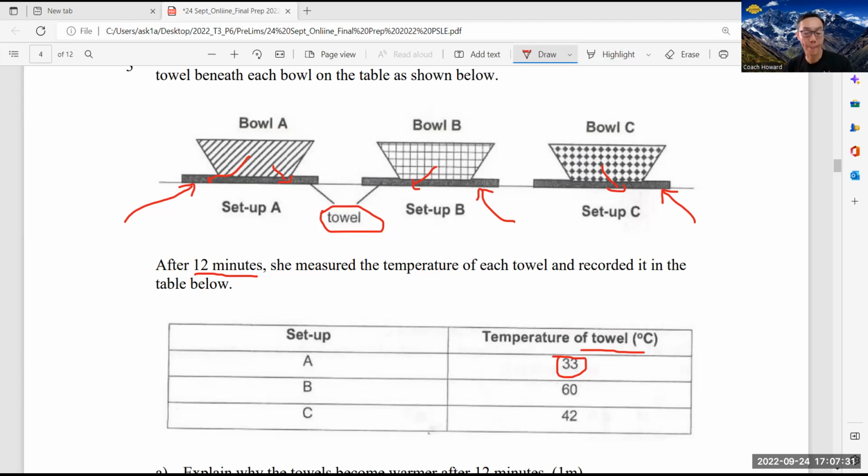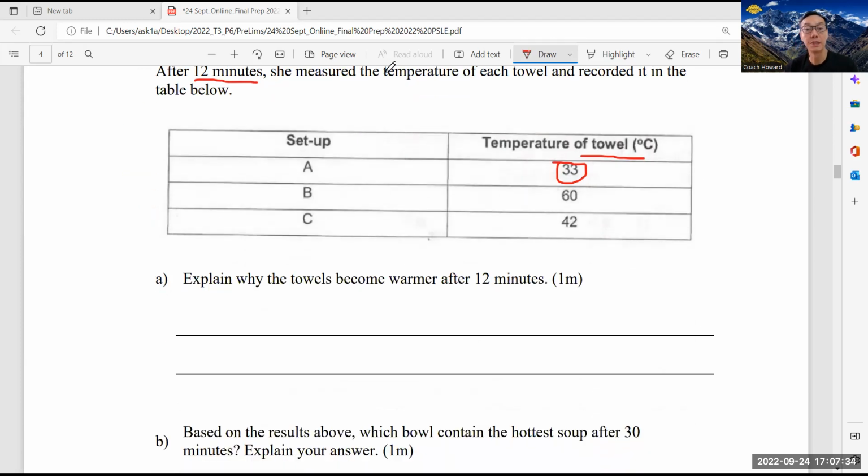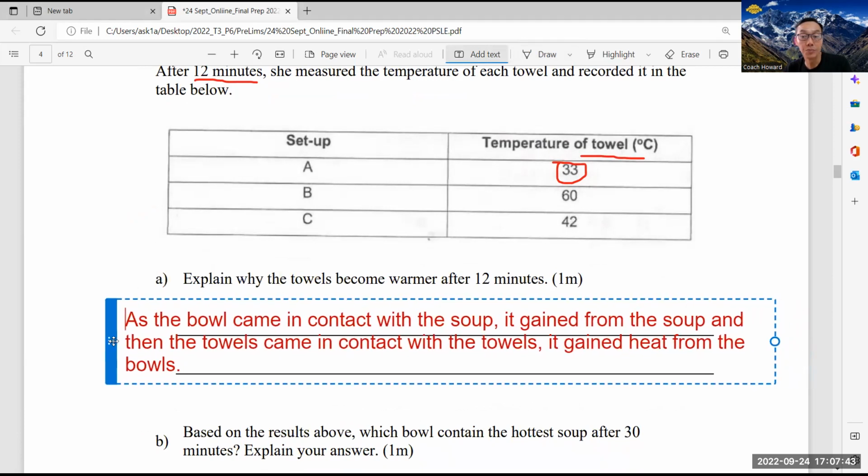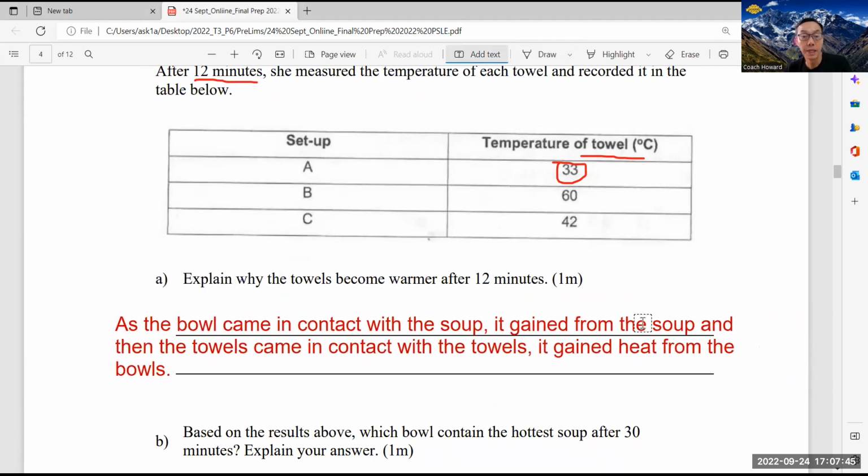I will paste over here for you. Okay, this is how you explain. As the bowl came into contact with the soup, it gained heat from the soup. And the towel that came into contact with the bowl gained heat from the bowl. Alternatively, you can say that the bowl gained heat from the hot soup and the towel gained heat from the bowl. Okay, as long as there's a pattern that shows that heat is being conducted from the soup to the bowl to the towel.